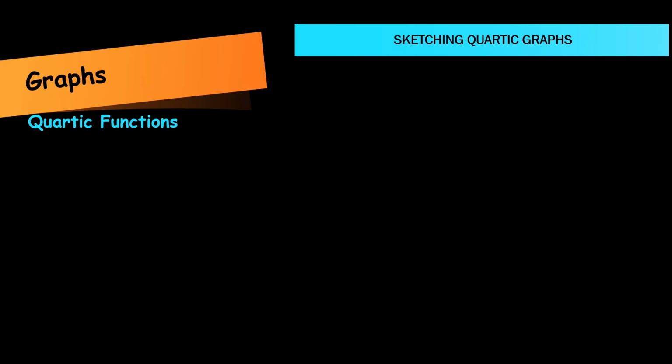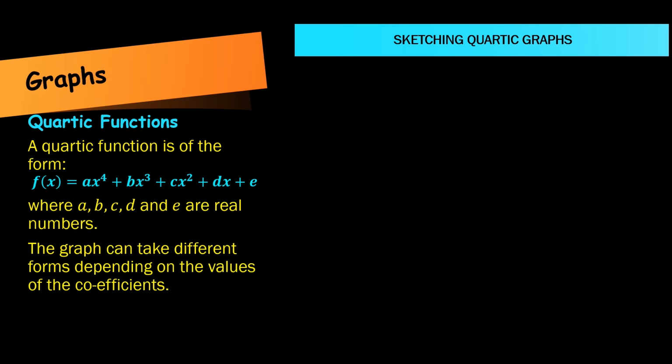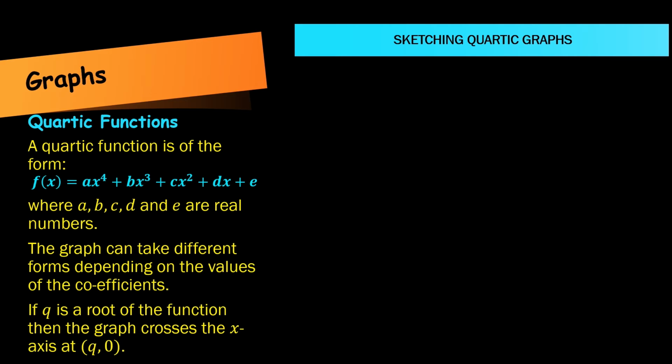Let's now take a look at quartic functions. A quartic function is of the form ax to the power 4 plus bx cubed plus cx squared plus dx plus e, where a, b, c, d and e are real numbers. The graph can take different forms depending on the values of the coefficients. If q is a root of the function, then the graph crosses the x-axis at q0.